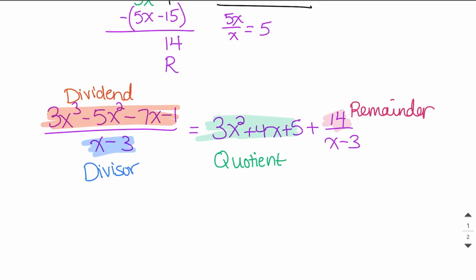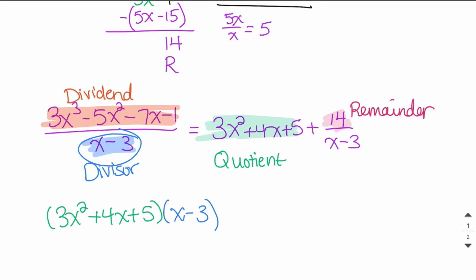All right, one last thing that I want to say about this question is because we're dividing by this expression right here, we can also take the quotient, multiply it by the divisor, and then add the remainder onto it. And it should equal our dividend, what we were dividing everything by.